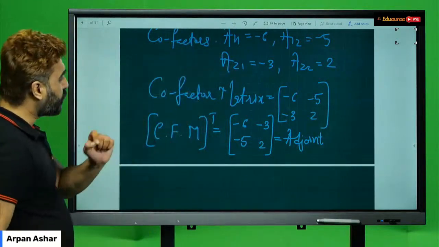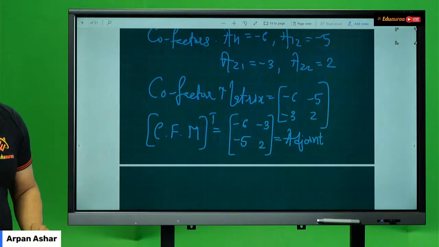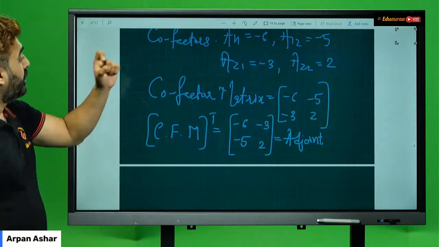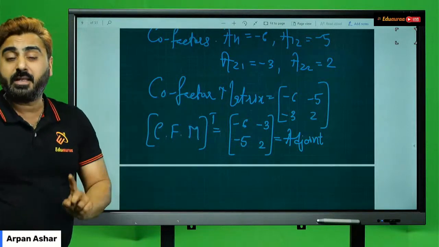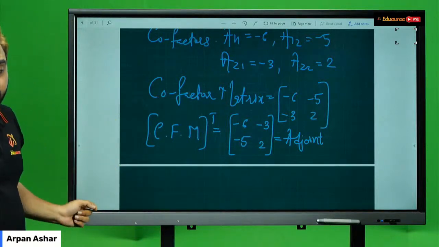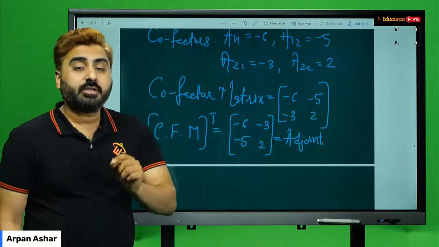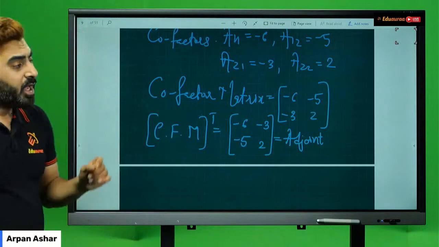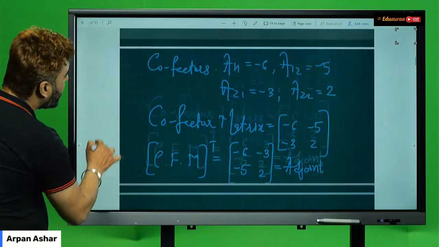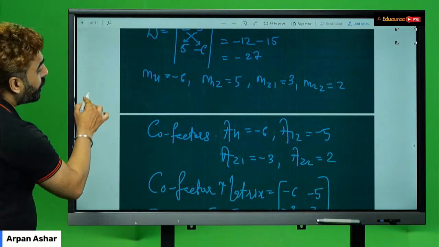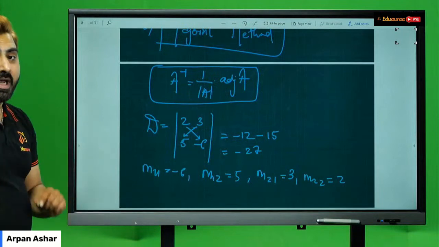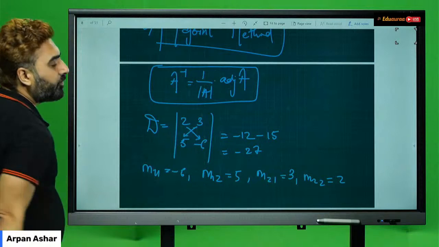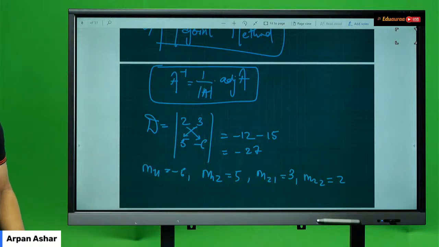adjoint. So how to find adjoint? Find minors, find cofactors, write it in a matrix form, and then find its transpose. So adjoint is basically transpose of cofactor matrix. So अगर हमें इनवर्स फाइंड करना है, तो इनवर्स फाइंड करने के लिए फॉर्मूला क्या था, A inverse is equal to 1 upon determinant of A into adjoint of A.